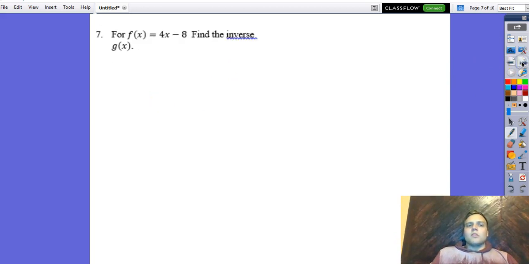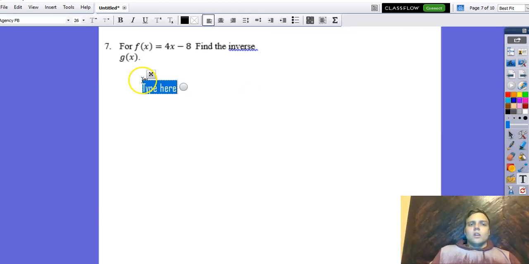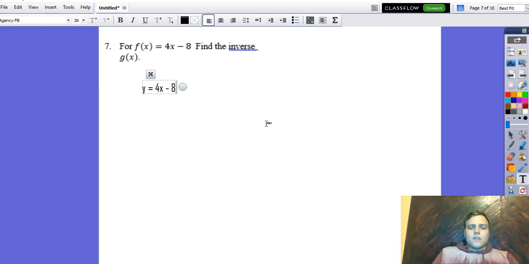Alright, let's move on. Problem number 7. For f of x equals 4x minus 8, find the inverse. Okay, to find the inverse, I'm going to do this with typing, just to try to make my handwriting a little better. Y is equal to, the first thing I'm doing is no actual solving. I'm just changing f of x to being y. Okay, that's all I did. Now, you should remember that the first step to solve for an inverse is to switch x and y. Alright? So x is equal to 4y minus 8.